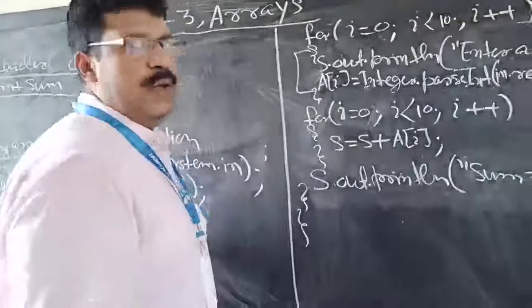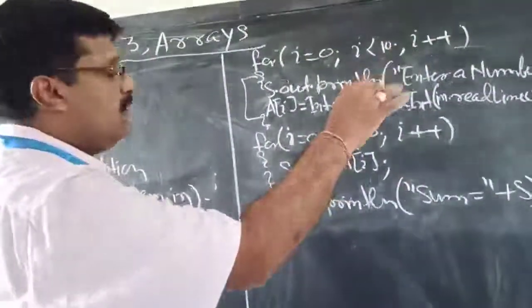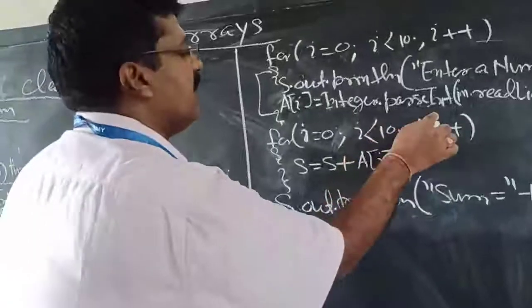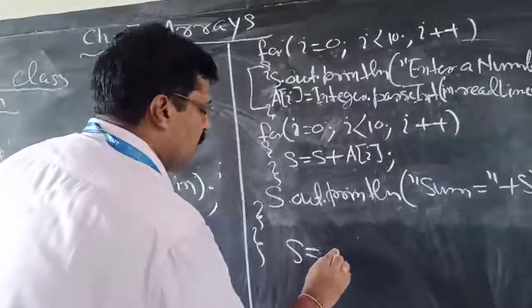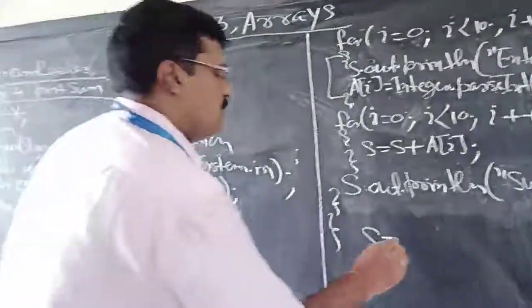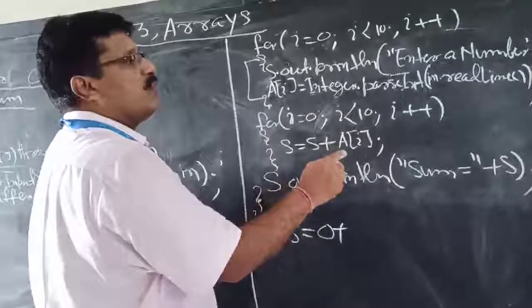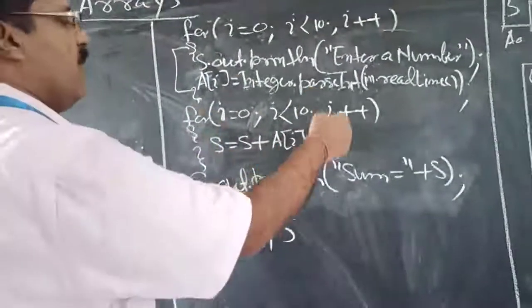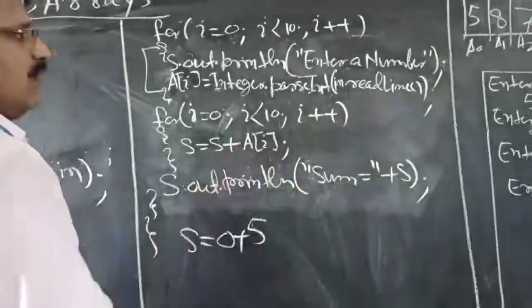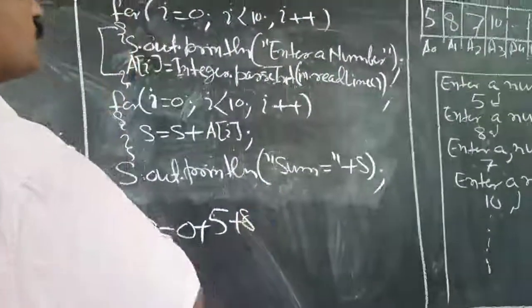In the second loop, we are going to find the sum. for(i = 0; i < 10; i++), now the array is created. s = s + A[i]. The s value is 0, so 0 plus A[i]. A[i] means A0. At A0, what is stored? 5. So 0 plus 5. Next will be A1. s = s + A[1]. At A1, what is stored? 8. And plus 8.